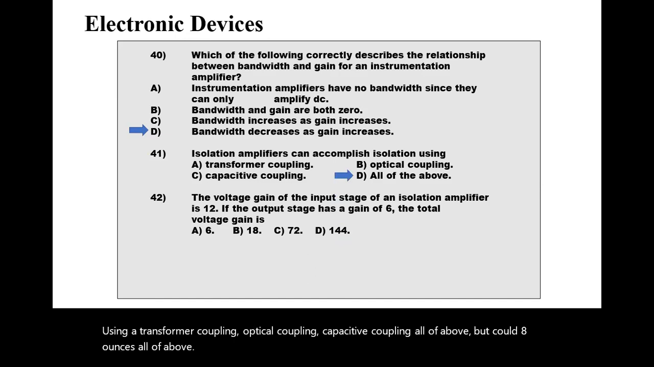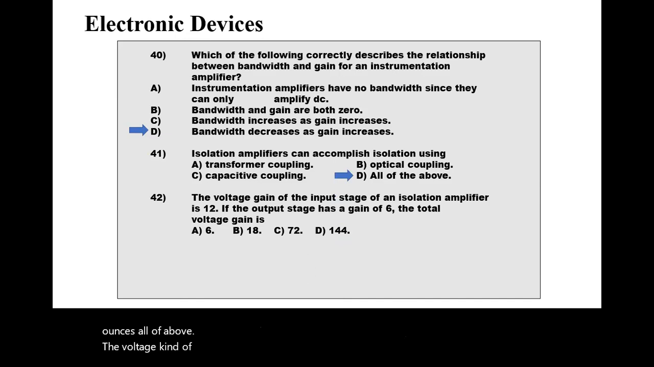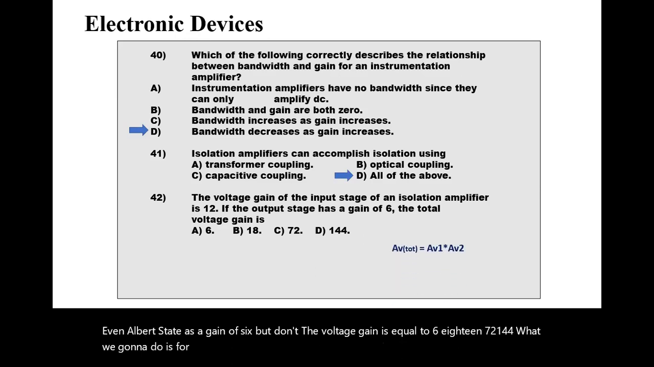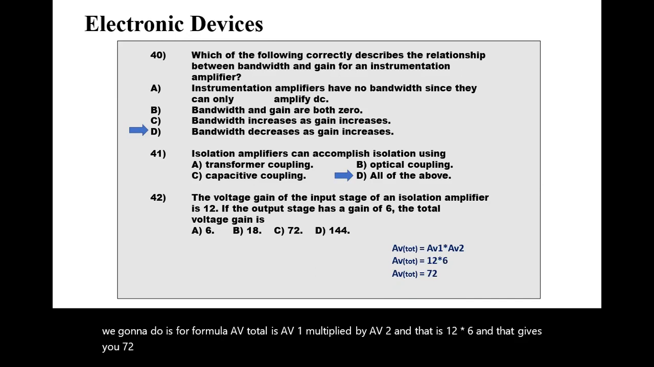The voltage gain of the input stage of an isolation amplifier is 12. If the output stage has a gain of 6, the total voltage gain is equal to 6, 18, 72, or 144. We use the formula AV total is AV1 multiplied by AV2, and that is 12 multiplied by 6, which gives you 72. So the correct answer is C, 72.